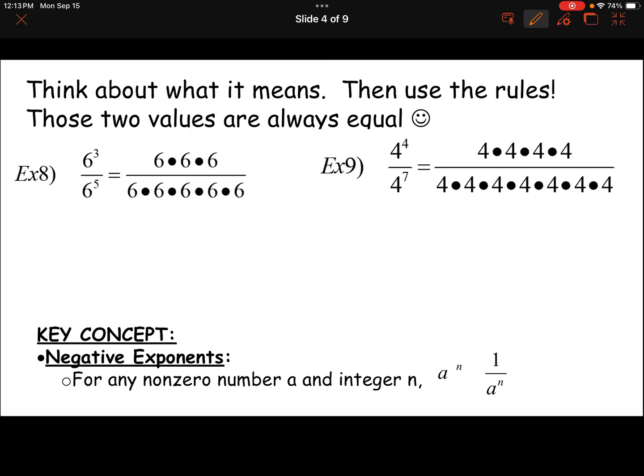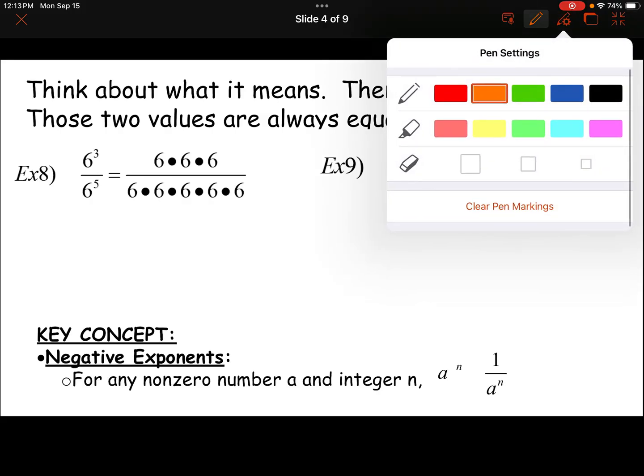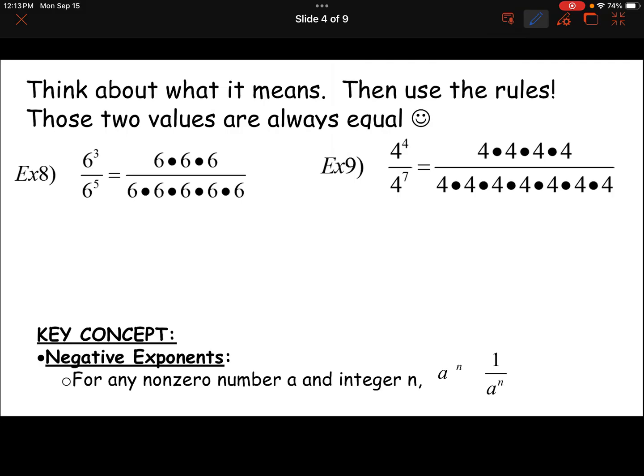Let's look at the 6th rule. This is where things get interesting. Next thing we're going to look at, if you look at example 8 and example 9, is when I do the shortcut rules that we've learned, 6 to the 3rd over 6 to the 5th, that is going to give me 6 to the negative 2. And some of you ask, what are we going to do if we get negative exponents? I don't know what that means. This is what we're going to fix.